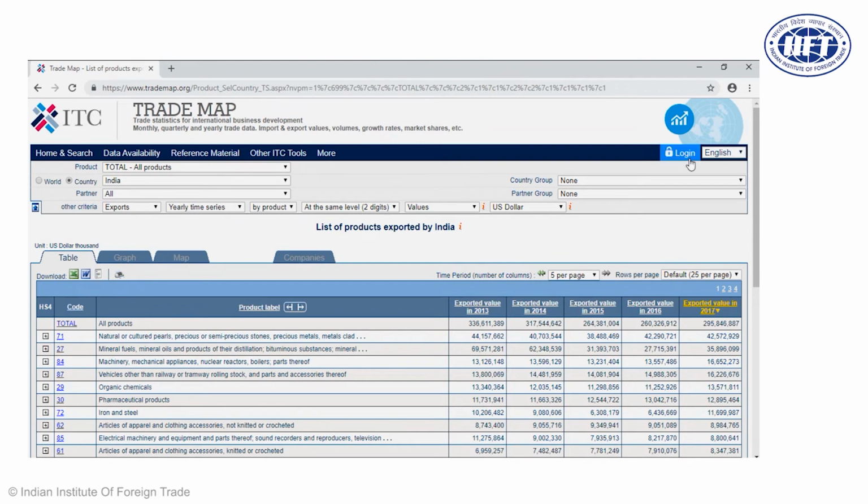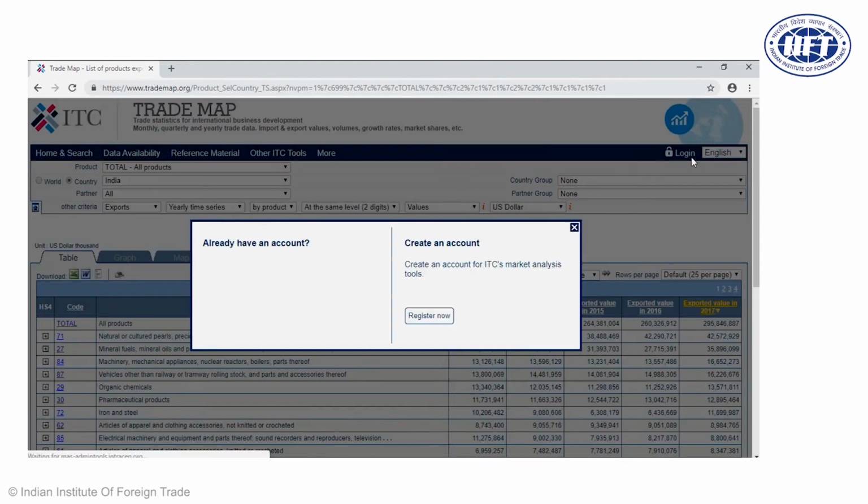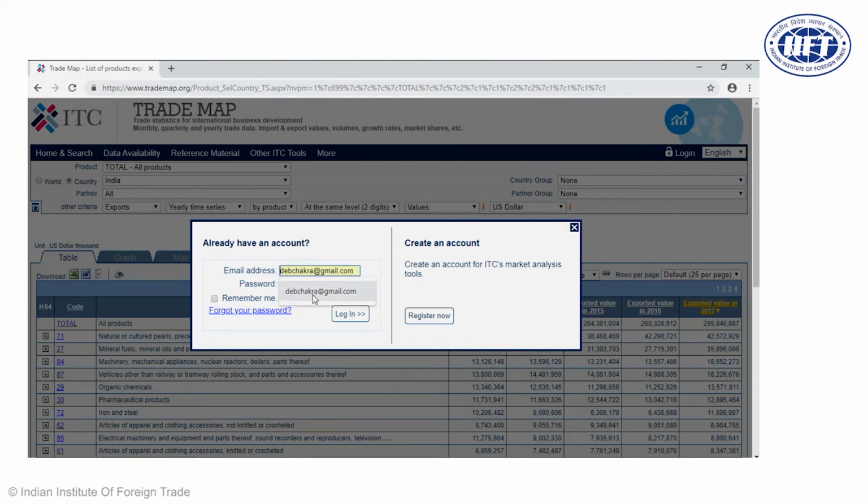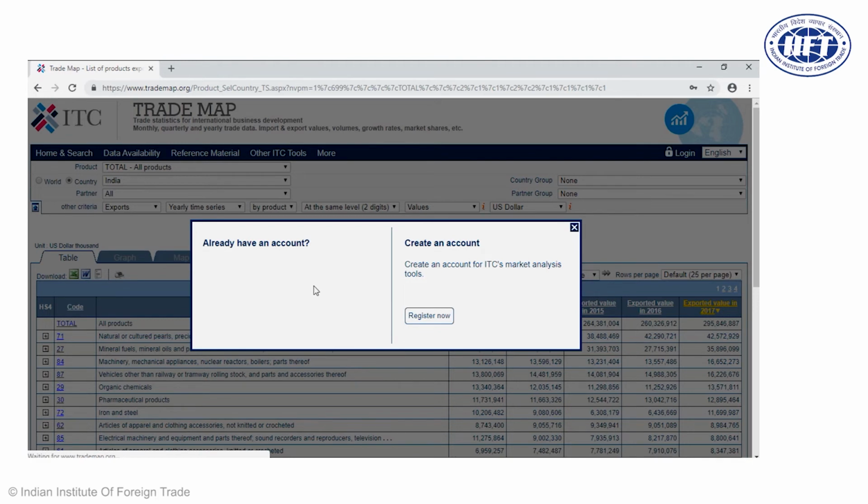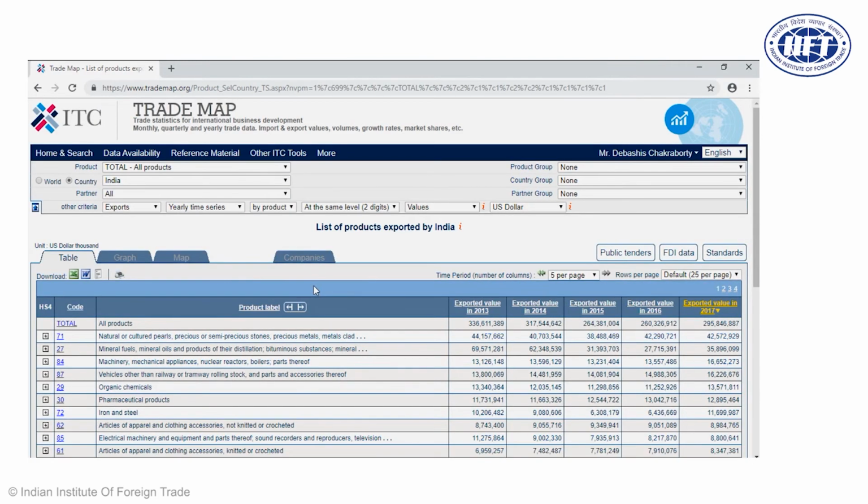So let's go for the login once. If you click on login, then in case you don't have any user ID created at TradeMap, you can go for create an account and register now. As I have an ID already created, I just enter my user ID and password, and TradeMap would allow me to log in and use it. So we have India export. Now let me take one particular commodity and do the market identification analysis.